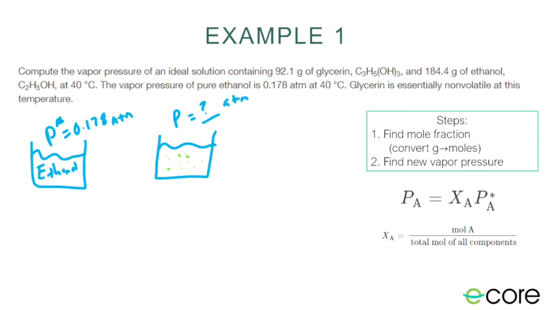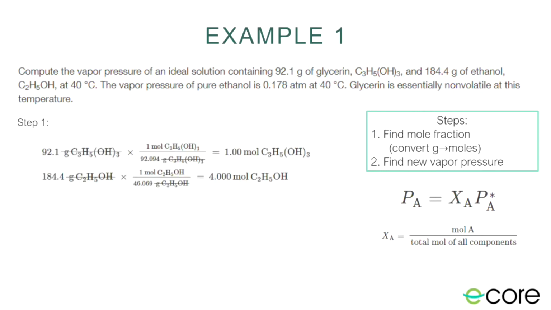If we want to do that, the very first step is to find the mole fraction. And because we're given grams, we have to go grams to moles. This is something we've done a lot. We're going to write down grams of each, and we're going to divide by the molar mass. So let's take a look at that. Here we see that we've taken our grams of glycerin, which was 92.1, and we've divided by the molar mass of glycerin, and we now have the moles of glycerin. Similarly, we took the grams of ethanol, and we divided by the molar mass of ethanol, and we got out the moles of ethanol.